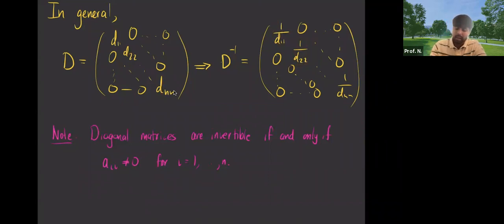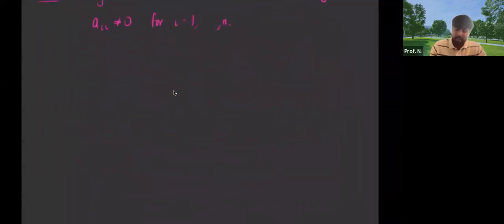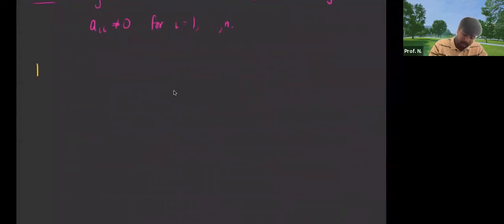And you can see why, because in order for it to be invertible, you would have to divide that 0 entry by 1 by 0. But 1 divided by 0 is undefined. So that's another way to show that. Okay, so diagonal matrices.